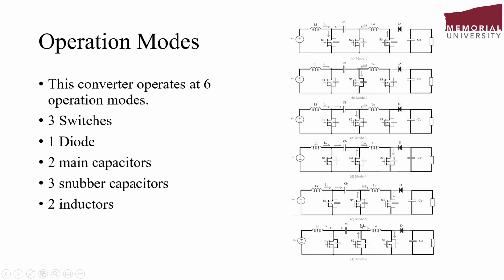Here the current of the output inductor is much higher than the input inductor current, and because of that the current can discharge the S1 snubber capacitor and charge the S2 snubber capacitor, and because of that it will provide soft switching condition for S1, and we can turn S1 and S3 on under ZVS condition.